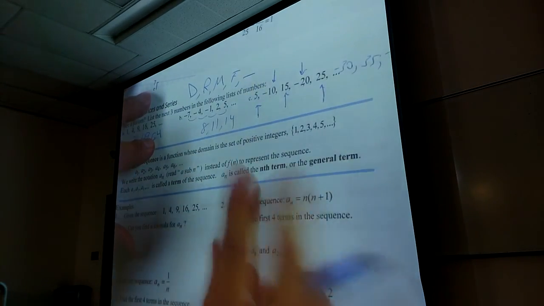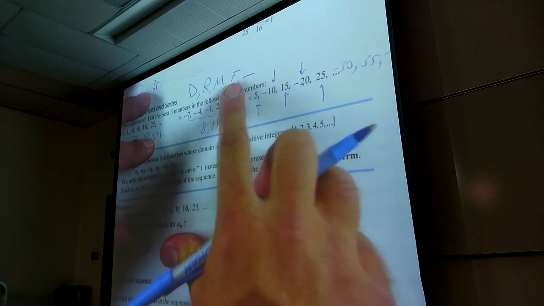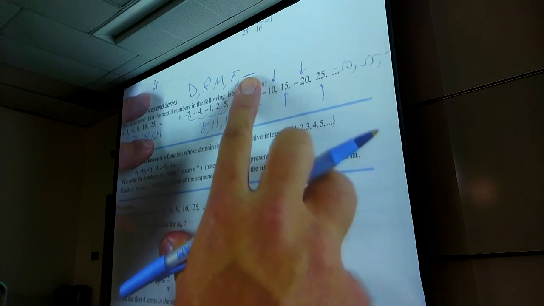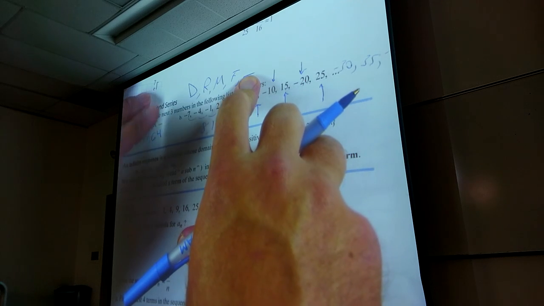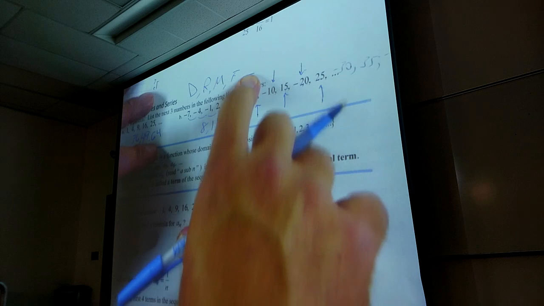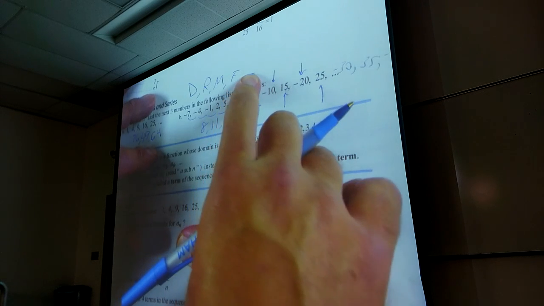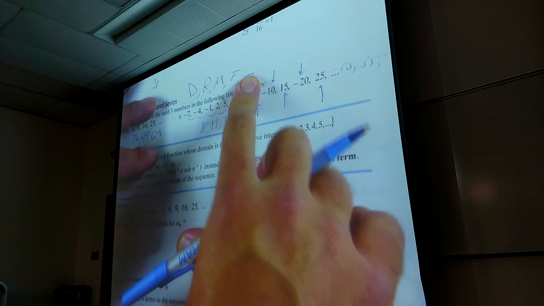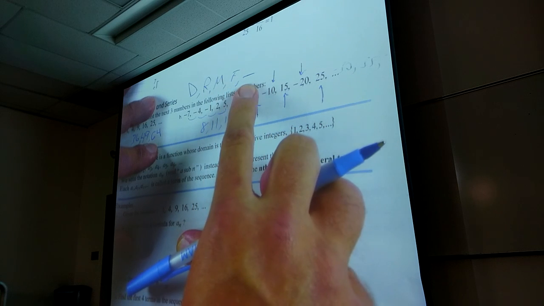I love this sequence. D, R, M, F. And when I put this as a bonus question, I have people that write out the alphabet and put numbers next to them and try to start figuring out. No, it has nothing to do with numbers. It has everything to do with, want a hint? It has everything to do with music.